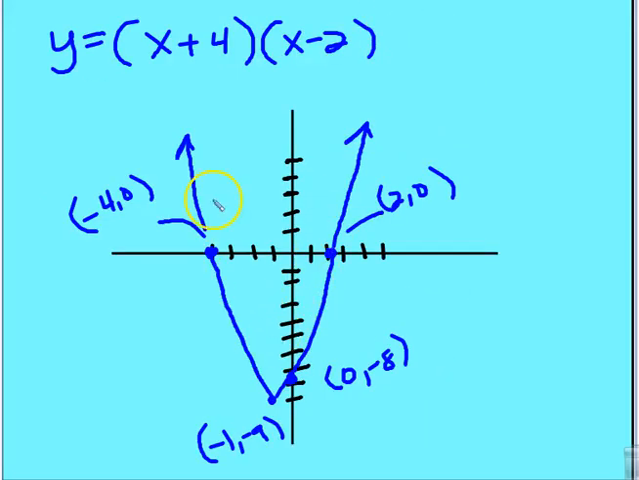We're going to use those values to graph our function. (-4, 0) and (2, 0) are the x-intercepts, that's what we got. (-1, -9) for our vertex. Should be a 9 here. (0, -8) is our y-intercept.